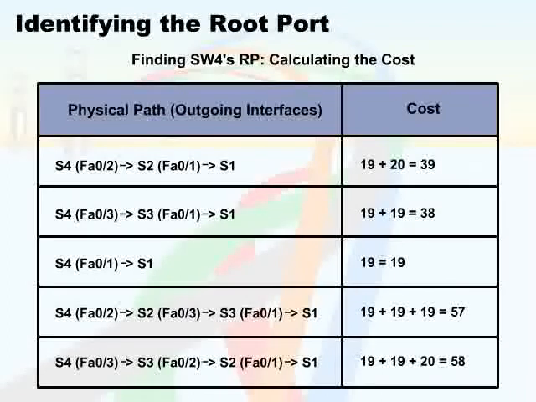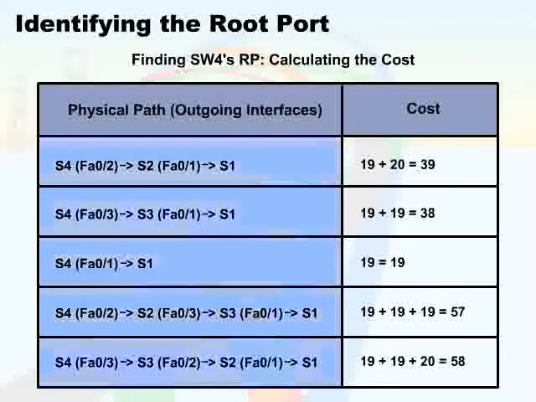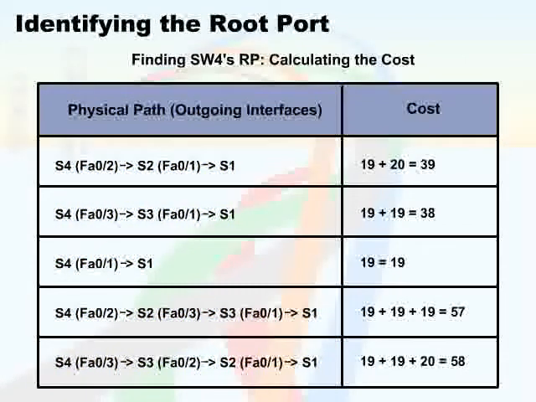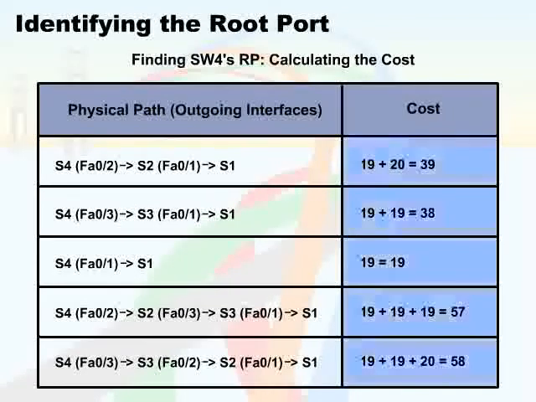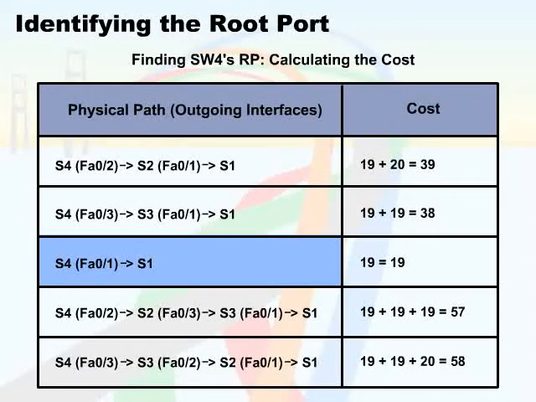The table displays the calculations done as per steps 1 and 2. The table lists the paths and the costs of these paths to reach the root. There are 5 possible paths listed in the physical path column. The interface costs with total cost are listed in the cost column. The table clearly indicates that S4 would decide on the FA0/1 interface as its root port. This is because the path of the least cost, that is 19, begins with this interface.